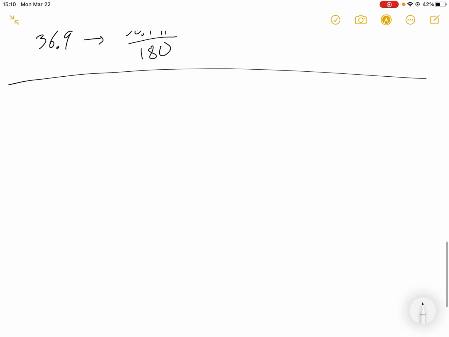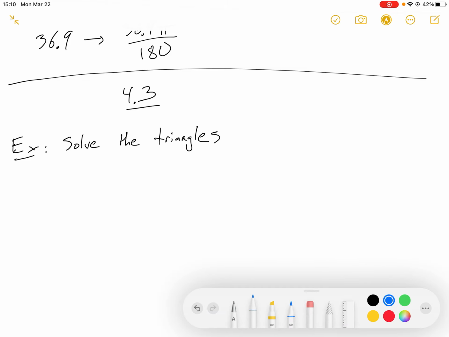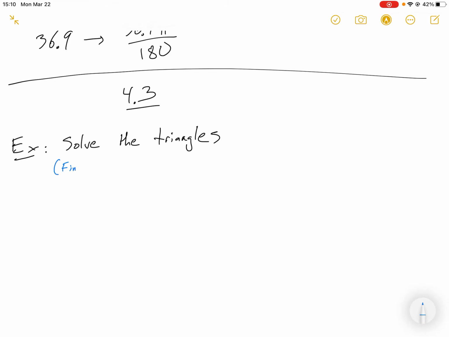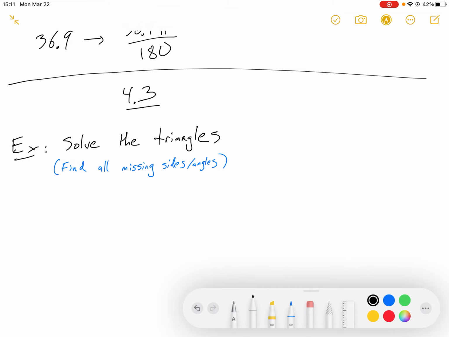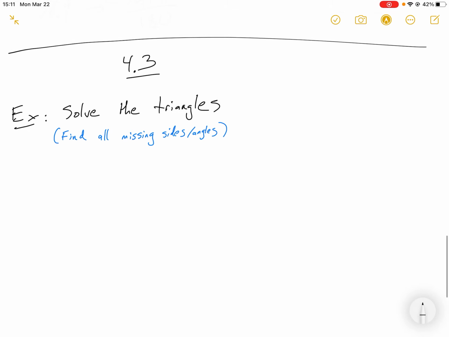All right, so next up, let's go ahead and do some actual problems with trig. So what we're going to do is solve some triangles. And what I mean by solve is really we're going to be finding all missing sides and angles. So let's go ahead and take a look at some examples.